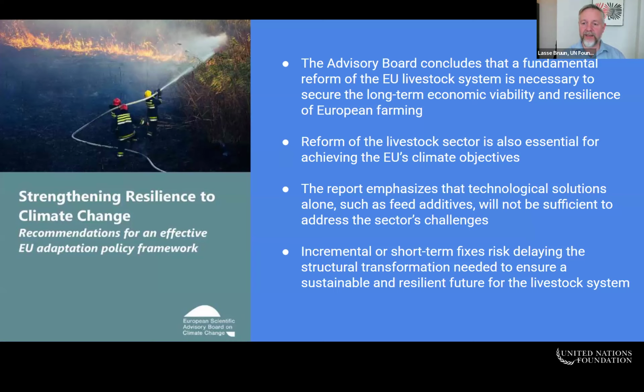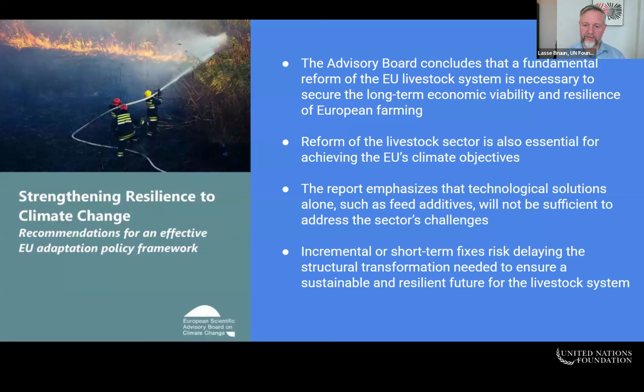They found that unless you have a fundamental reform of the EU livestock system, you cannot have long-term economic viability and resilience for European farming. So unless we change the status quo, we're slowly going to see a decline and ultimately a phase out of agriculture as we know it today in the EU, both because of climate change issues, but also because of other aspects like loss of competitiveness and so forth. It's also very clear that the EU has climate objectives that have been set, very strict objectives.